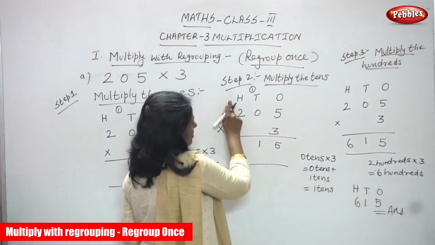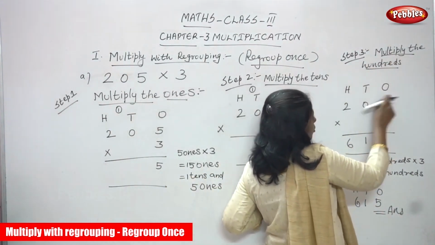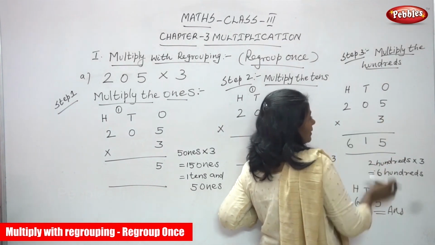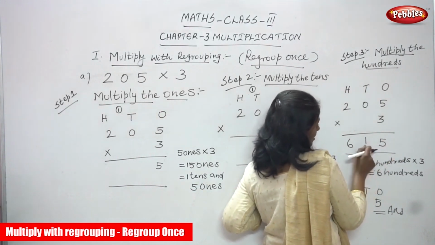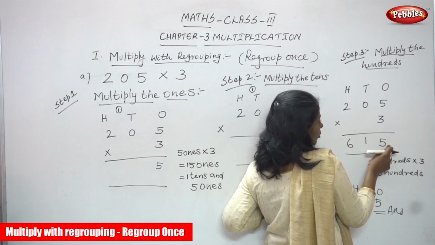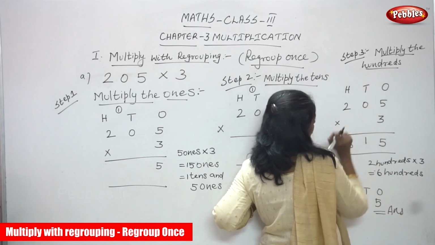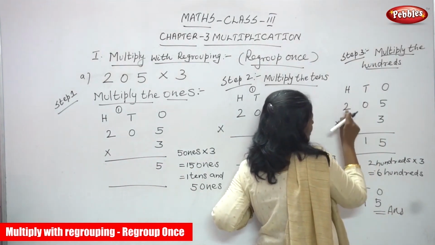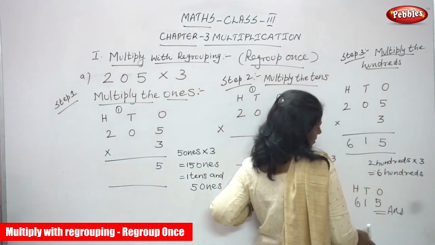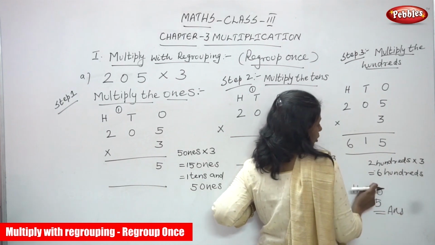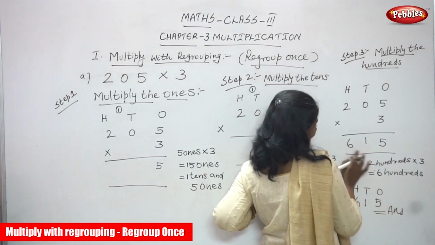There is no carryover for hundreds. So you can go to step 3, multiply the hundreds. First you write the place value, and according to the place value you write the numbers. Write the ones place answer and tens place answer as they are: 5 ones and 1 tens. Then you multiply the hundreds. What is the number in the hundreds place? 200. 200 multiplied by 3, you get 600. So there is no carryover. You write 600 as it is.